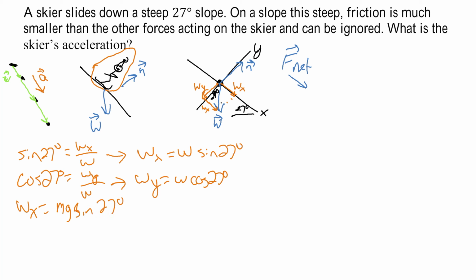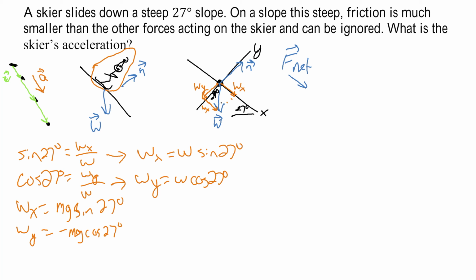W sub y is in the negative y direction, so that will be negative mg cosine 27 degrees. Okay, we're paying attention to the direction that these vectors are going and making sure that we have the proper signs on them. All right, so now that we have those W sub x's and W sub y's, we're going to do our sum of the forces in the x and y direction.